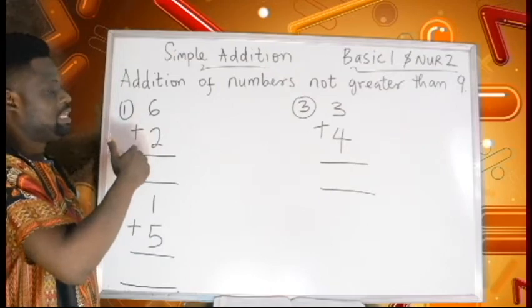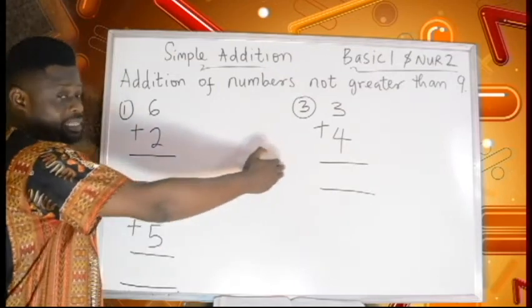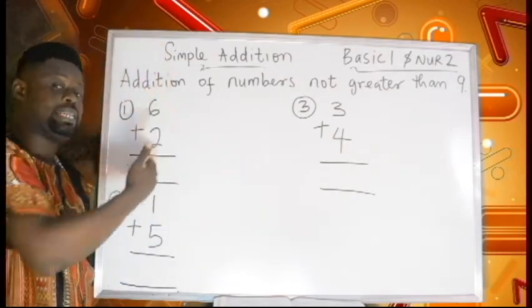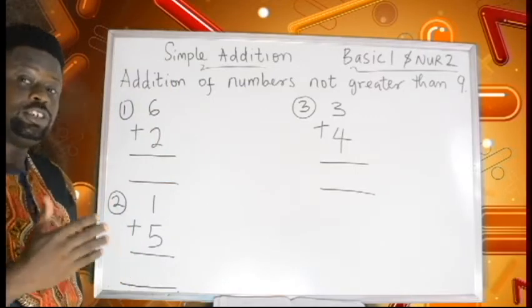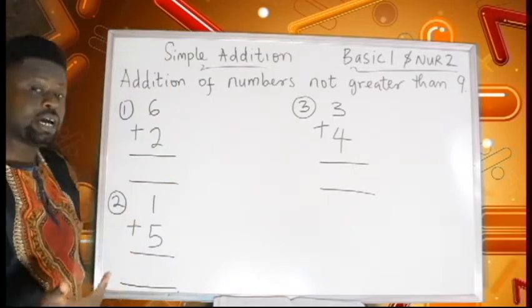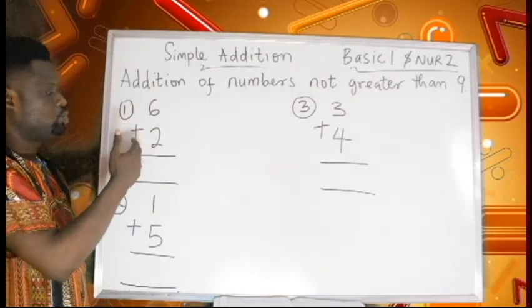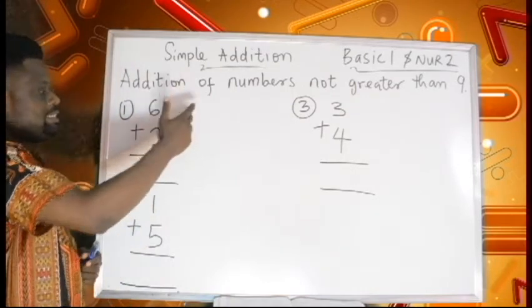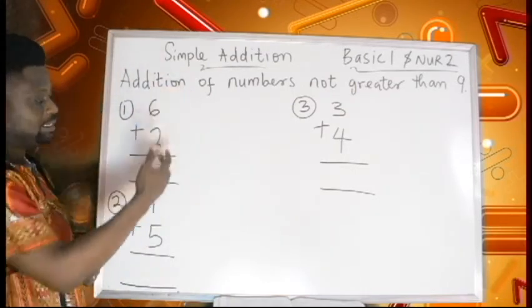In the previous class we added on a straight line like this. Now we add it on a straight line like this. It does not change the rule. You still have to count. 6 plus 2, you have to count what? 6, then you count 2, then add them together.